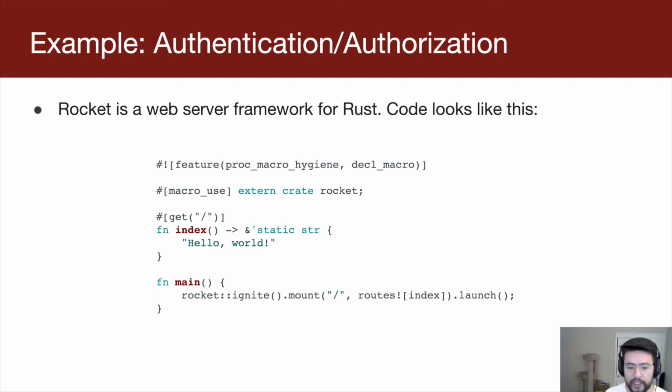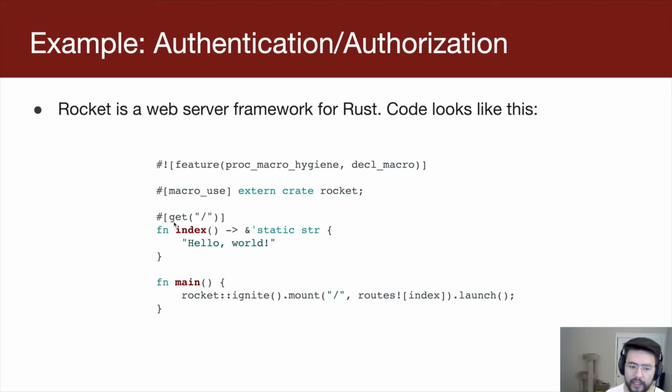There are some pretty interesting solutions, particularly in Rust. Rocket is a web server framework for Rust, and you can write code that looks like this. It's really, really easy to get started with. It's really cool that this works. Basically, what this is doing is you define some functions that will be called. For example, this is saying get slash.